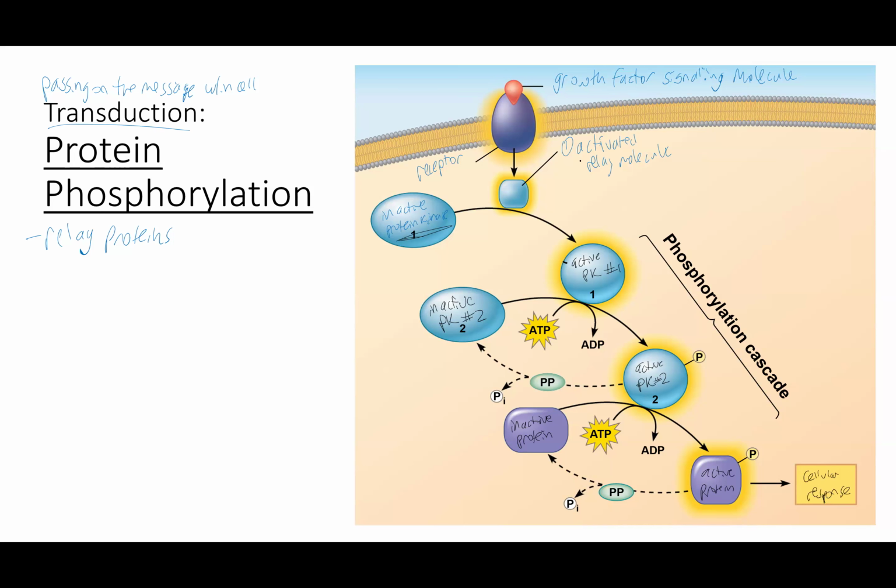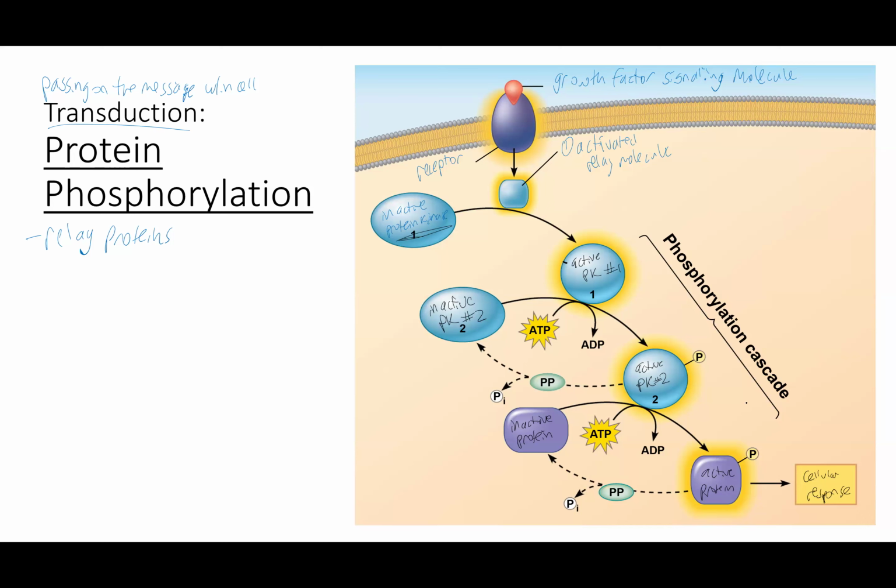So we have the first leg of the relay. Protein kinase is the second leg. This is the second leg of the relay. Protein kinase number 2 is the third leg of the relay, and this active protein is the fourth leg of the relay, and we won. Yay, we got a cellular response.